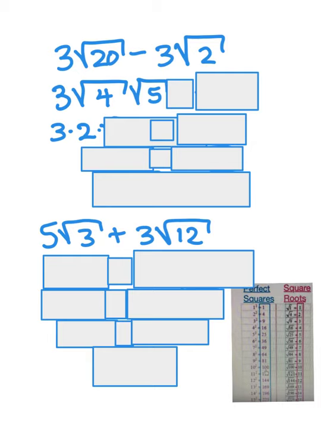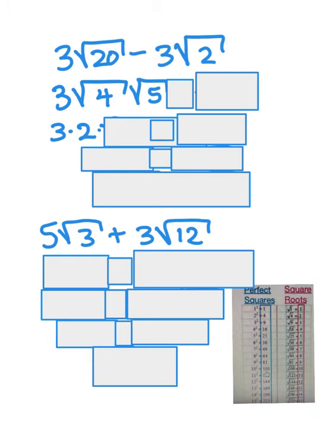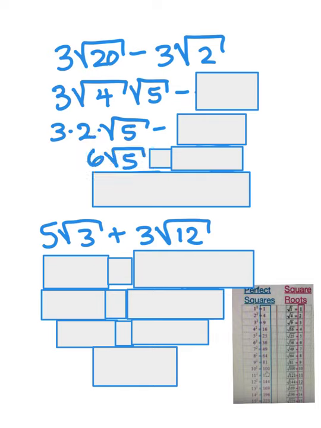Well, is it on this list? Is 5 in there at all? Well, it is not. And so we're going to keep it as the square root of 5. We're still subtracting everything. And then can we simplify this any further? So we're going to take 3 times 2, and we get 6, and then the square root of 5 stays the same, and we are still subtracting.